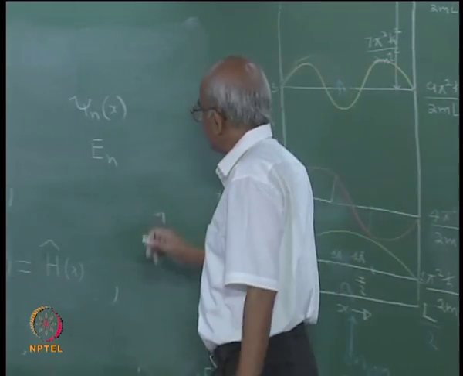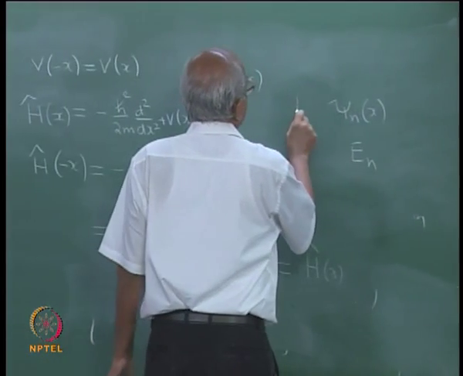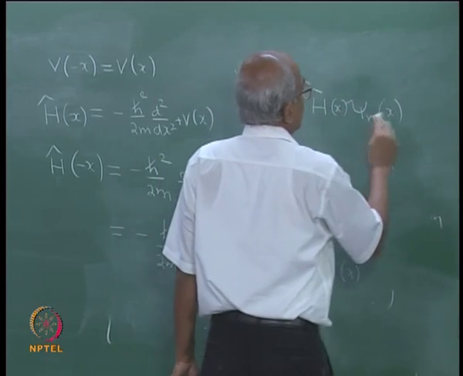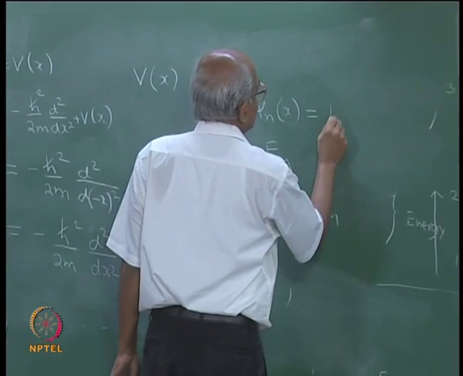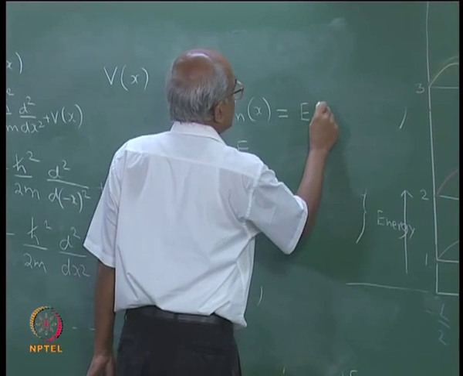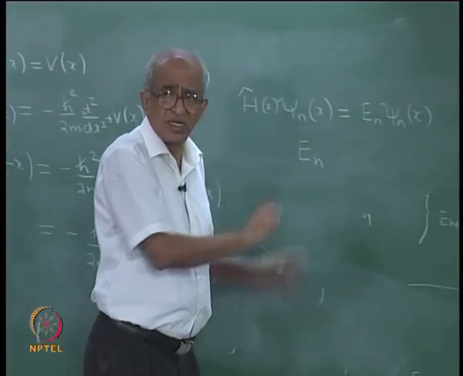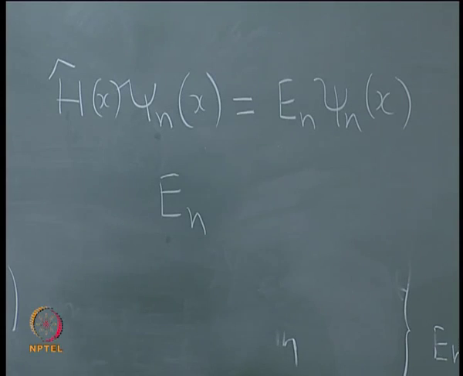Okay. Then what it means is, if I allow my Hamiltonian operator to operate upon this psi n of x, what will be the answer? It is going to be E n times psi n of x, right. And there is only one state which satisfies this equation, there are no other states.